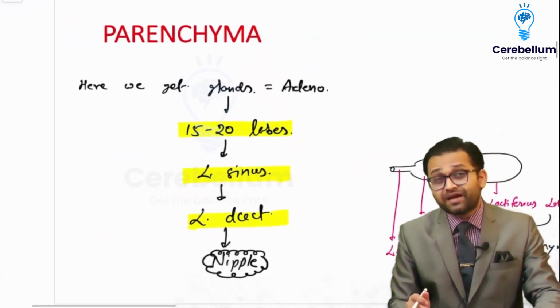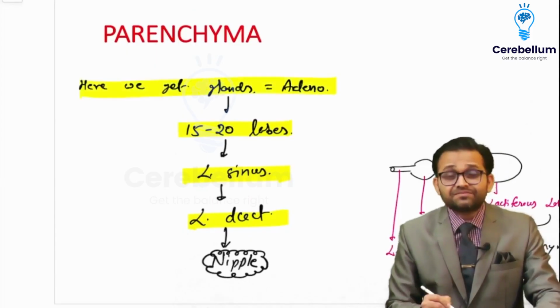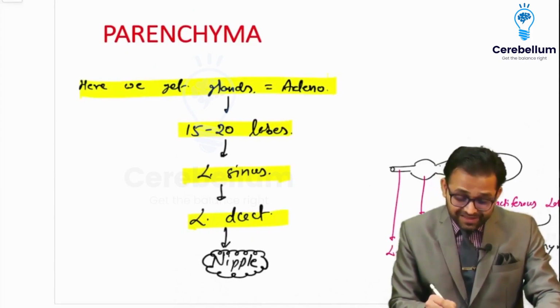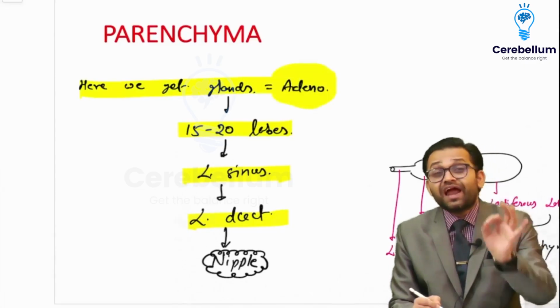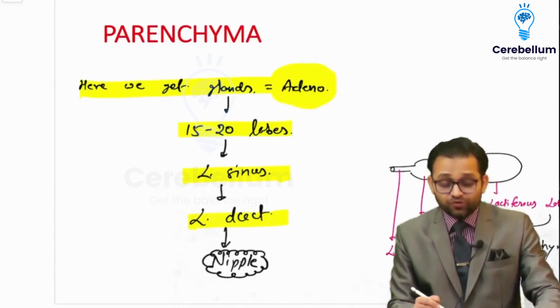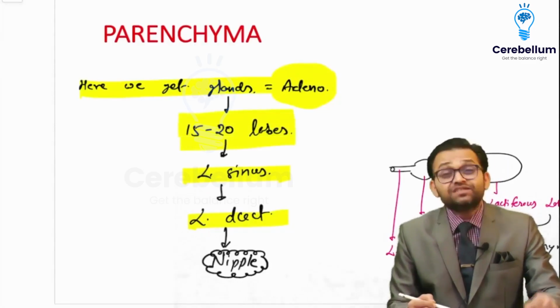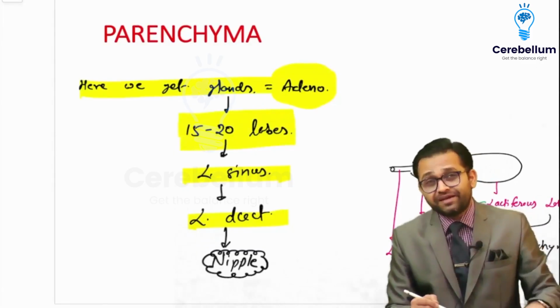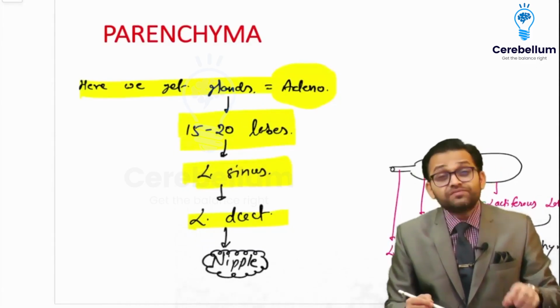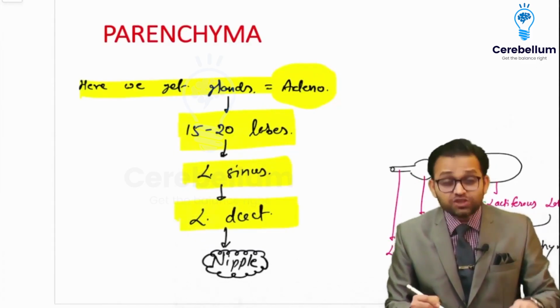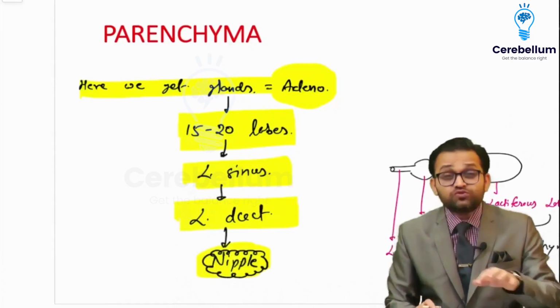Now look, parenchyma. Here we get glands. Remember, in histology I will teach you, gland means adeno. Total how many glands are present? Sir, 15 to 20 lobes of the gland, MCQ. Then they drain into the lactiferous sinus, then reach the lactiferous duct, and then open into the nipple.